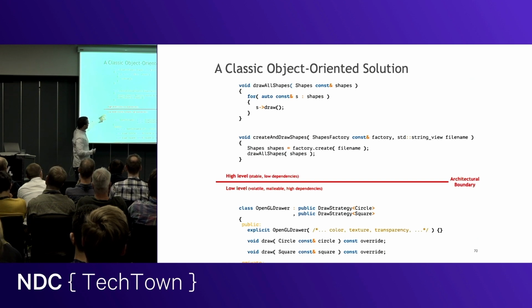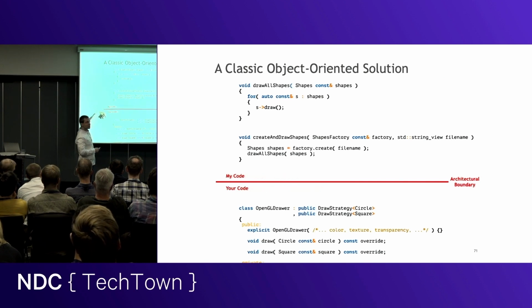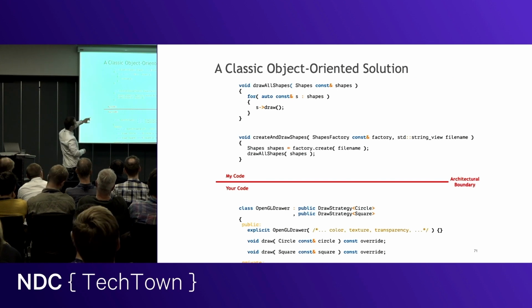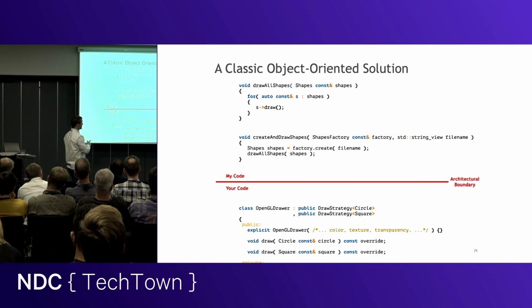Okay, I know that high level and low level is always a little confusing. Stable, volatile. Okay, let's make it simple for today. This is my code. This is your code. Okay? So in my code, I just want to get a couple of shapes. I want to draw them, but I don't care which shapes. I really, really don't care a lot. But I have everything in place so that this now works.